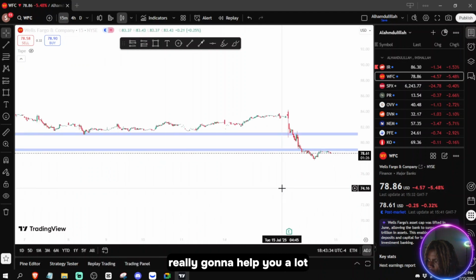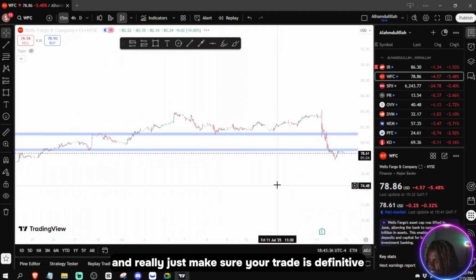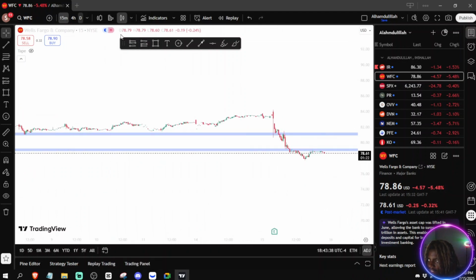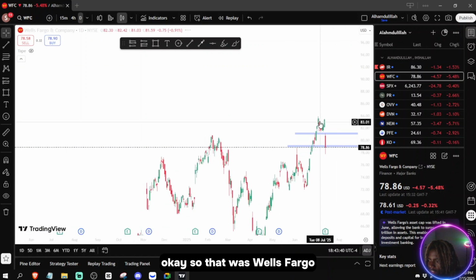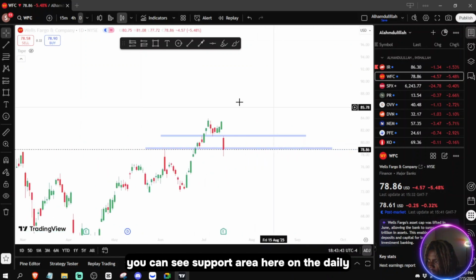It's really going to help you a lot, and really just make sure your trade is definitive and you're not getting faked out. Okay, so that was Wells Fargo. As you can see, support area here on the daily.